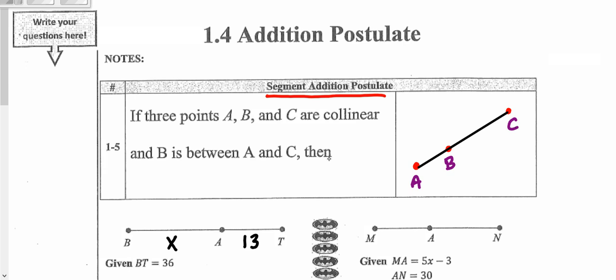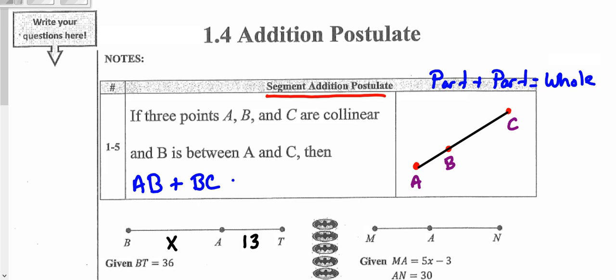Then what? Well, when you talk about the segment addition postulate, what that basically means is a part plus a part equals the whole. So in other words, if we take this first segment on the left and add the second segment over here on the right, so AB plus BC, that's going to be equal to the whole thing, which is from A to C.